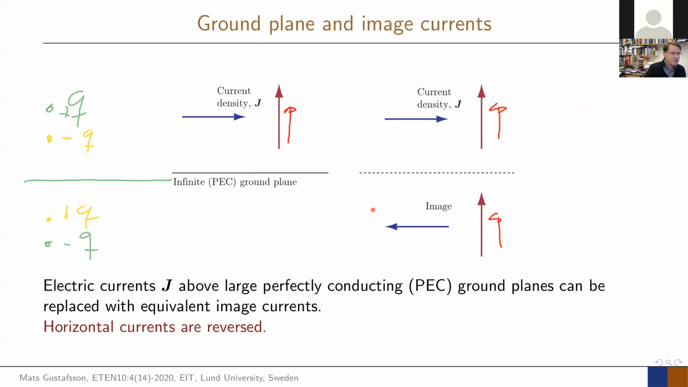And what you can see in this case, if you now say that the current is from minus to plus, it means this one is going from minus to plus there. It goes from minus to plus there. These arrows are in the same direction.